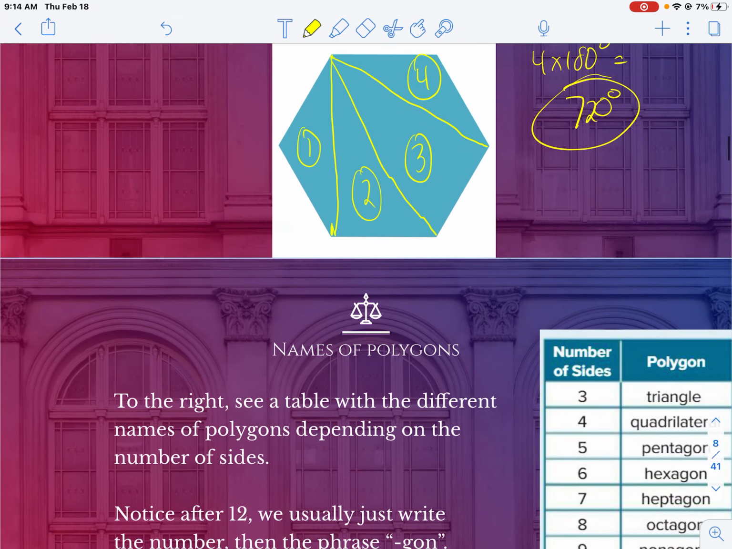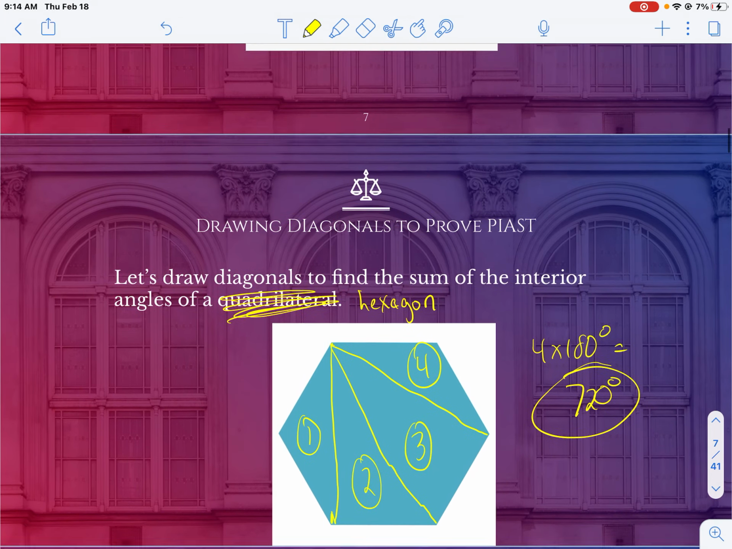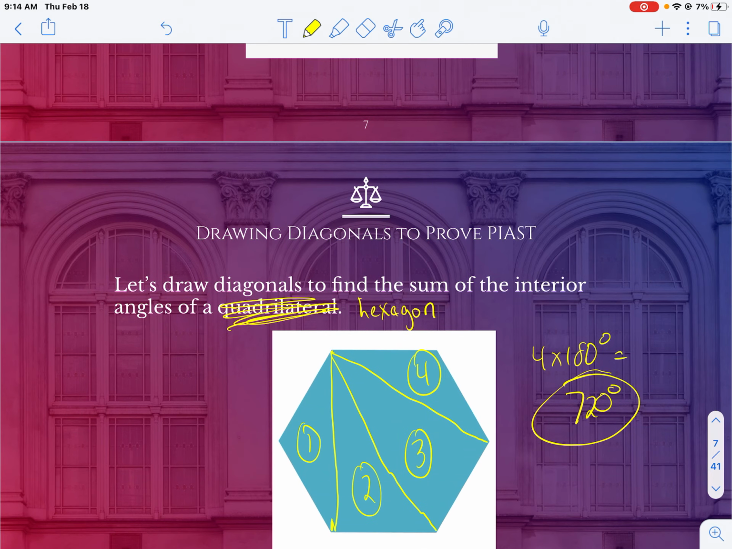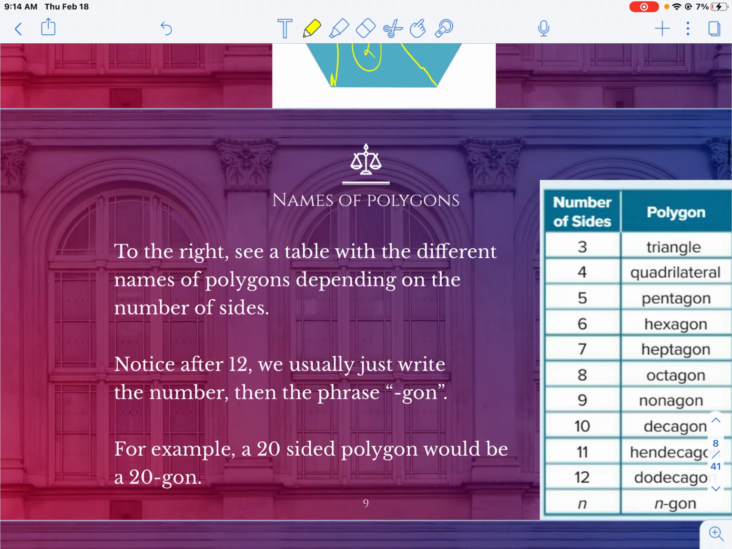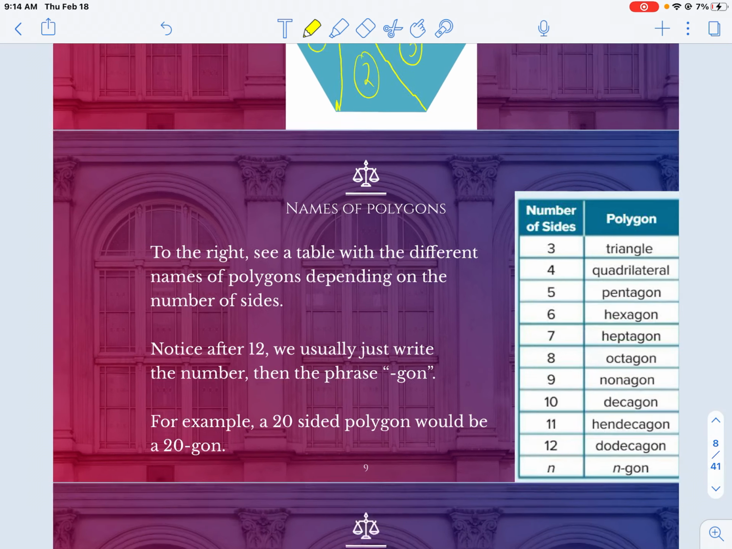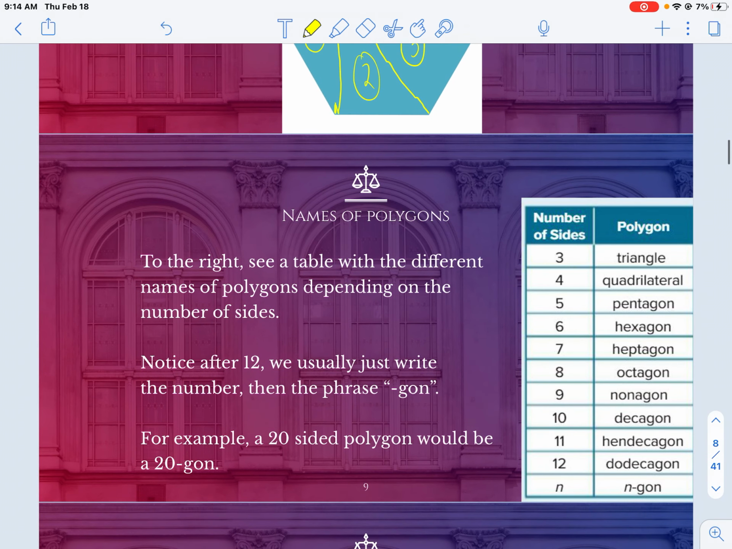But what if we wanted to make it a little easier? Well, we'll see in a minute what that would look like. Okay, so in the meantime, just familiarize yourself with the names of all the different polygons.